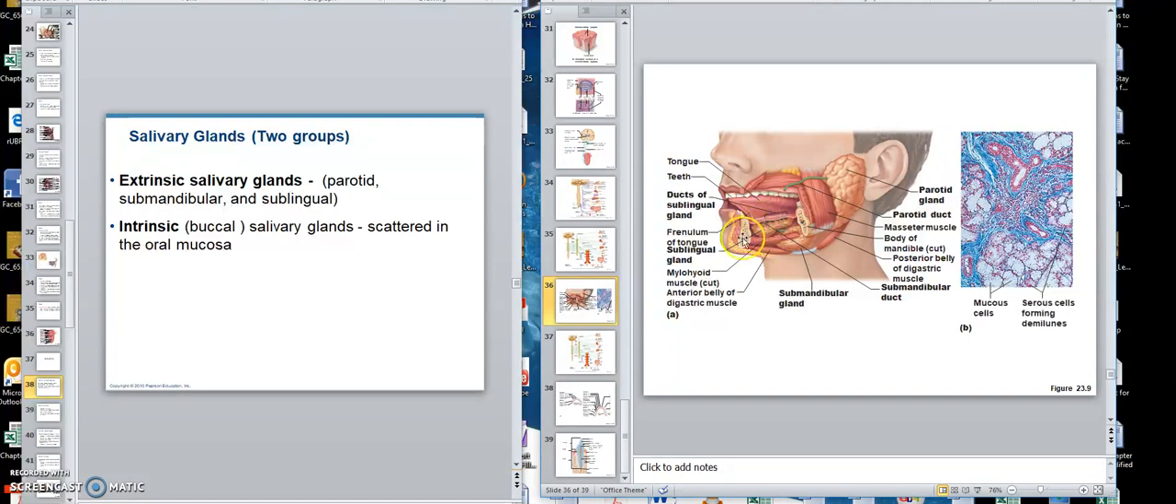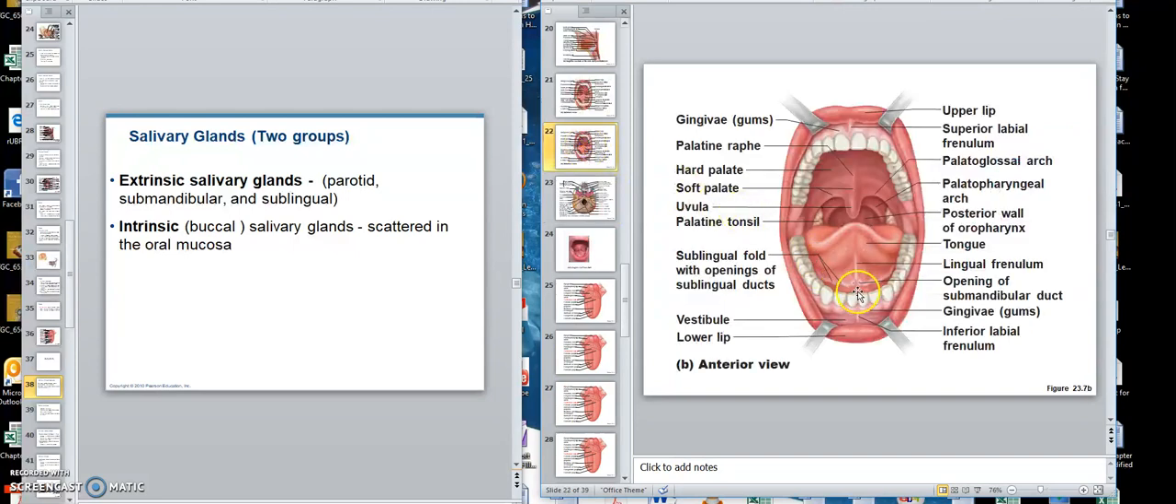I'm going to come over here. Then we got the sublingual glands. So we got the parotid, submandibular, and sublingual. We'll come back here to an open area of the mouth. Right here, this is an opening of the submandibular duct. Now, the sublingual ducts are all along here. So you see those right there? This is the opening of the submandibular duct.